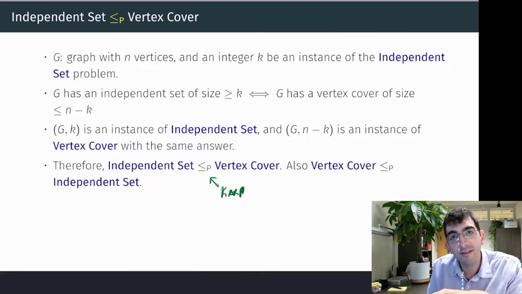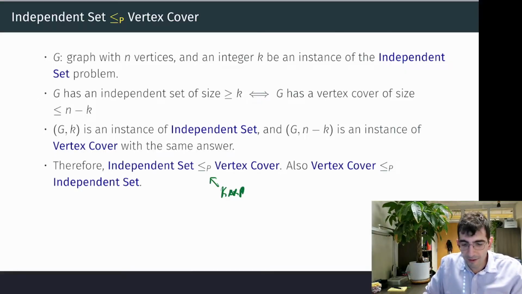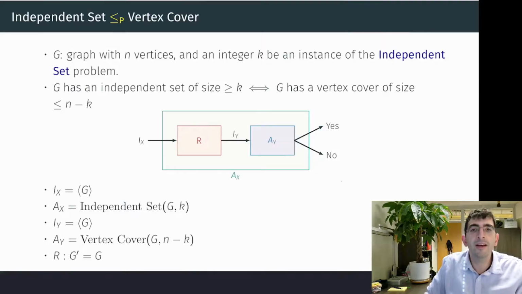Does that make sense? Hopefully that makes sense. And we're going to talk more about it in the next lecture. Okay, but for right now, that's all we have.